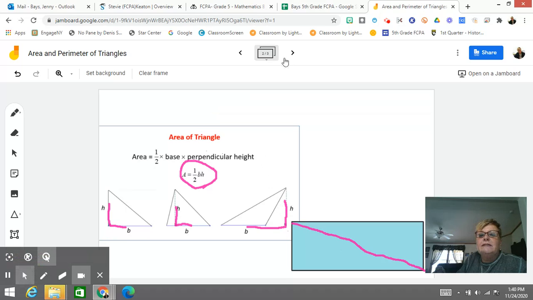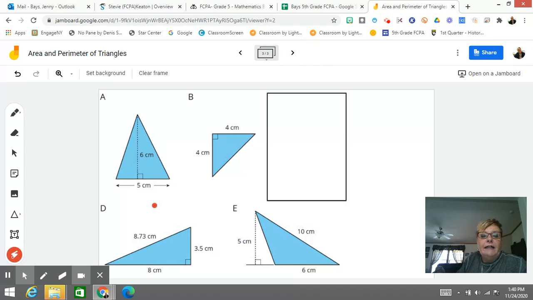So let's look at a couple examples. And this one, look for your L. So here's the base, 5, and the base and the height are perpendicular. Got your L there. So the base and the height are 5 and 6. So you find the area by doing 1/2 times the base times the height.